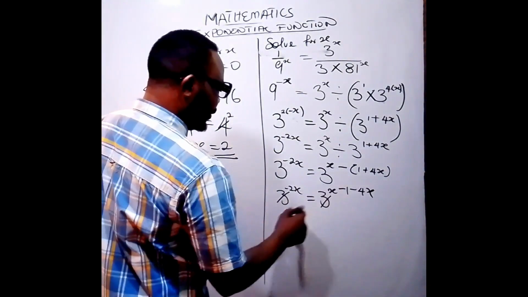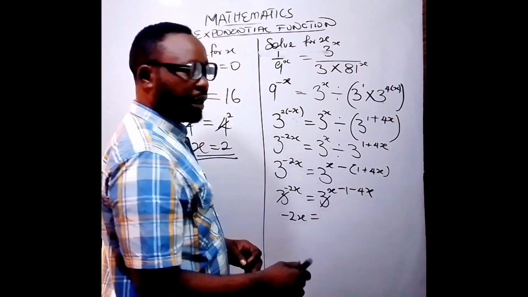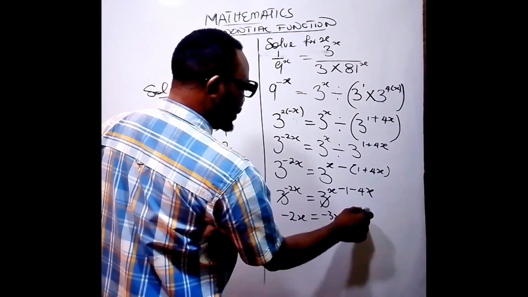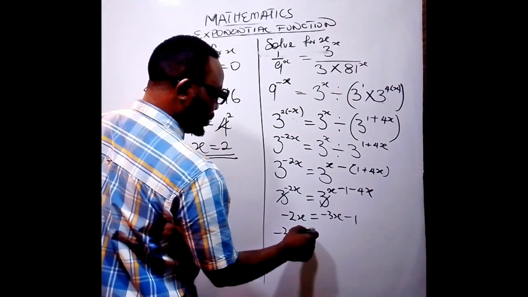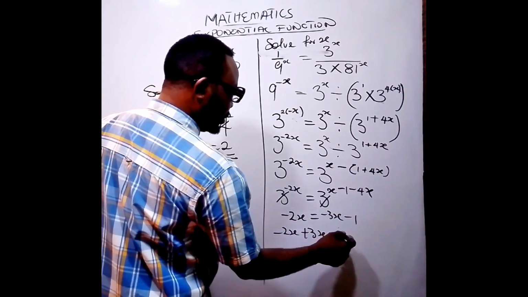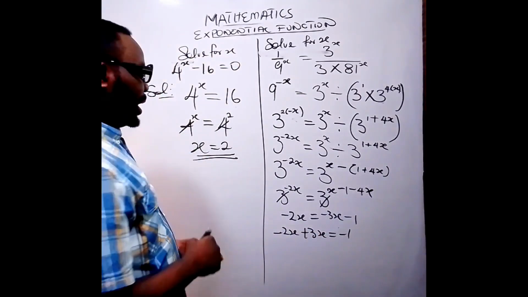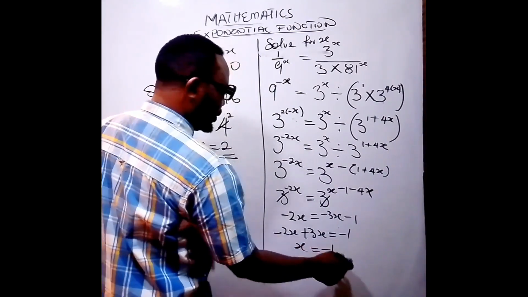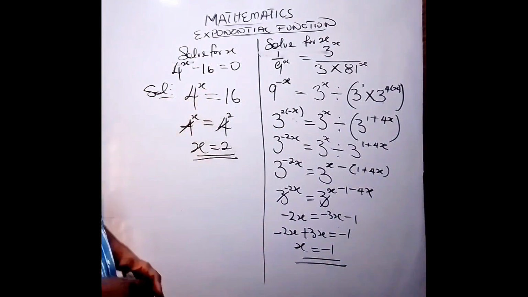So we are now having minus 2x will be equal to x minus 4x minus 1. That will be minus 3x minus 1. So this one comes over and becomes minus 2x plus 3x is equal to minus 1. Minus 2x plus 3x will be equal to x, so x is equal to minus 1. That is the value of x. So that is how you are going to solve such a question.